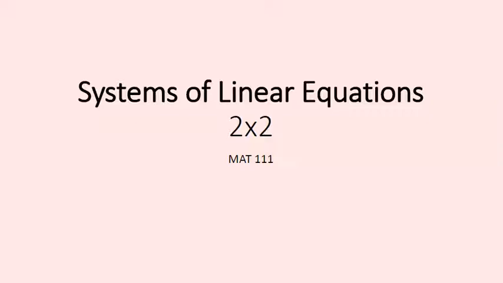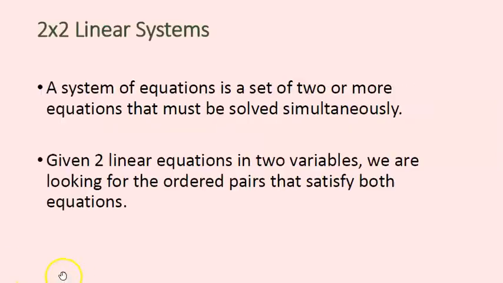In this video, we'll talk about solving systems of linear equations, specifically 2x2 systems. Start with a definition. A system of equations is a set of two or more equations that must be solved simultaneously, or at the same time. Given two linear equations in two variables, we are looking for the ordered pairs that satisfy both equations.